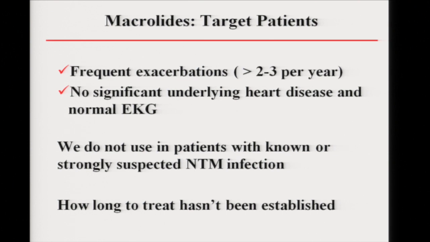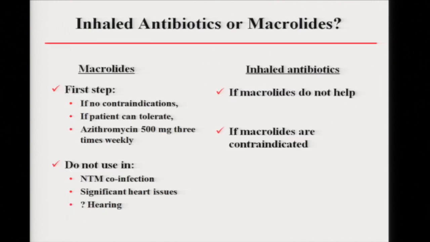So again, who do we target? Patients who have frequent exacerbations, more than 2 or 3 a year, and we specifically exclude those that have significant underlying heart disease or abnormal EKGs. We don't use these in patients with known or strongly suspected NTM infection. But again, there are some unanswered questions about macrolides, and that is, how long do we treat? Do we treat for a year? Do we treat for 2 years? Do we keep going? Those are unanswered questions, and this is really a personalized decision based on a conversation between the physician and his or her patient.